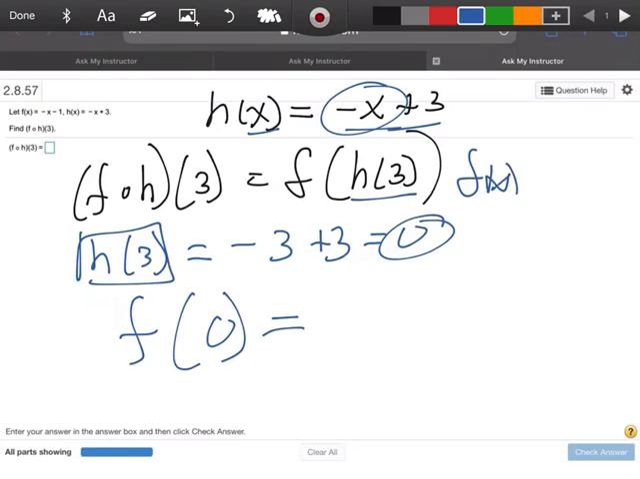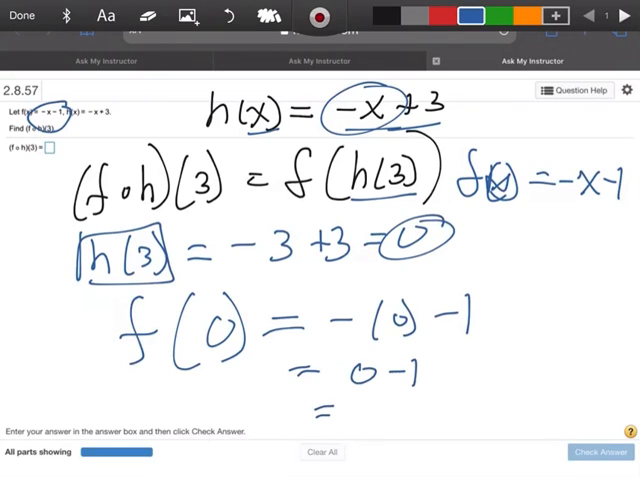So if my function f of x is equal to negative x minus 1, I'm going to put negative 0 minus 1. The opposite of 0 is still 0, and 0 minus 1 is negative 1. So there's my answer, right?